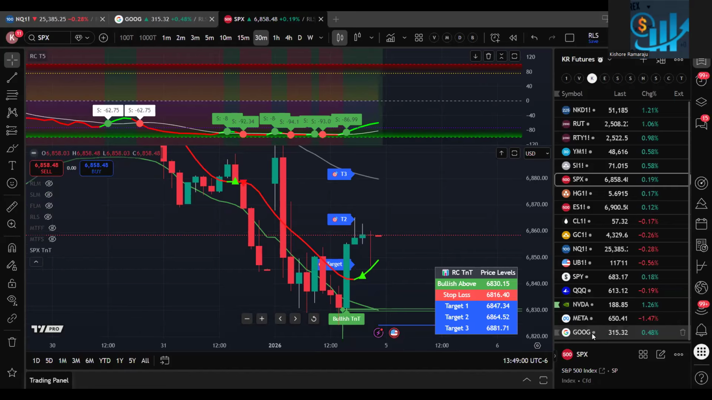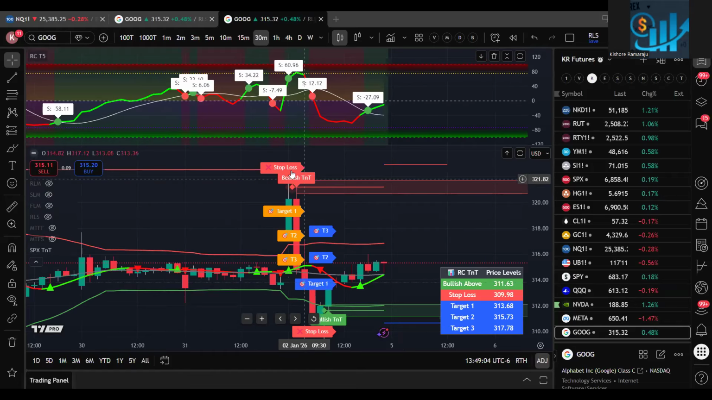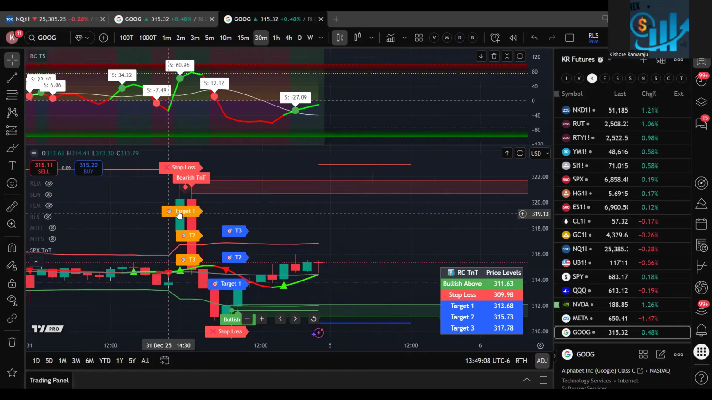Same way, for example, if you look at Google, it went all the way to the top, you got a bearish tag and turn, right? Then you got target 1, target 2, target 3 for the shorts. Then it came all the way down. Then you got a bullish tag and turn. This is your target 1, target 2, target 3. So it went to target 2 and then a small reversal, and again tomorrow it will go to target 3. If it breaks target 3, it may go all the way to this resistance area.